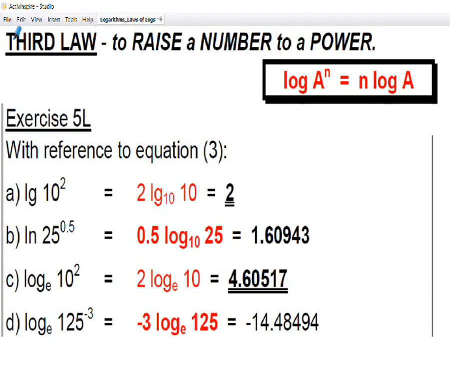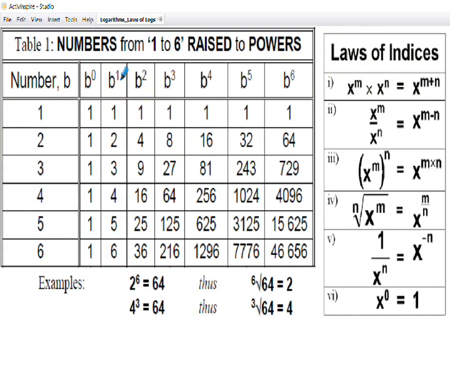Over here is the third law and the answers to exercise 5L if you want to check your answers with the answers on the slide here. I've included table 1 here as a reference source. Basically it has a number of bases here, 1 through to 6, all raised to various powers from 0 to 6. And you can find certain values in a table with a quick and easy glance.